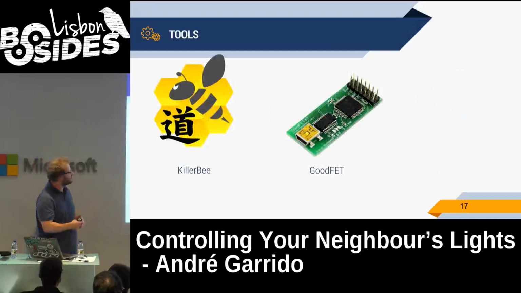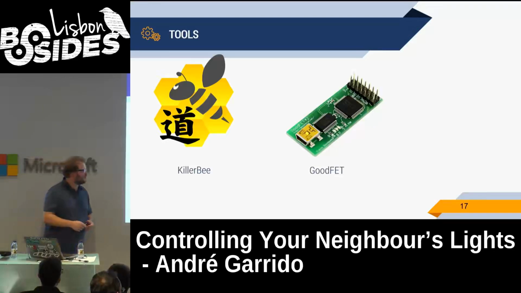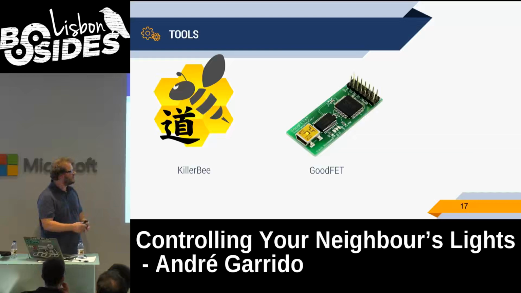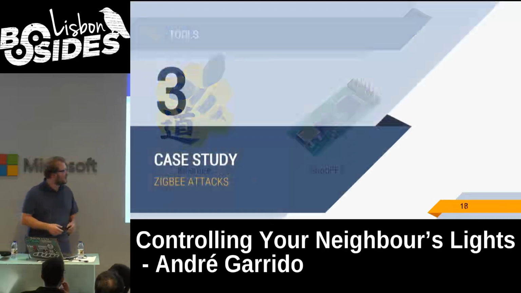And then there are some other tools. The KillerBee. KillerBee is a framework, software to analyze ZigBee. And then you have GoodFet. For me, it's the most interesting one, especially because you need physical access to the devices. But you can extract the file system from the chips and from the plugs and devices.